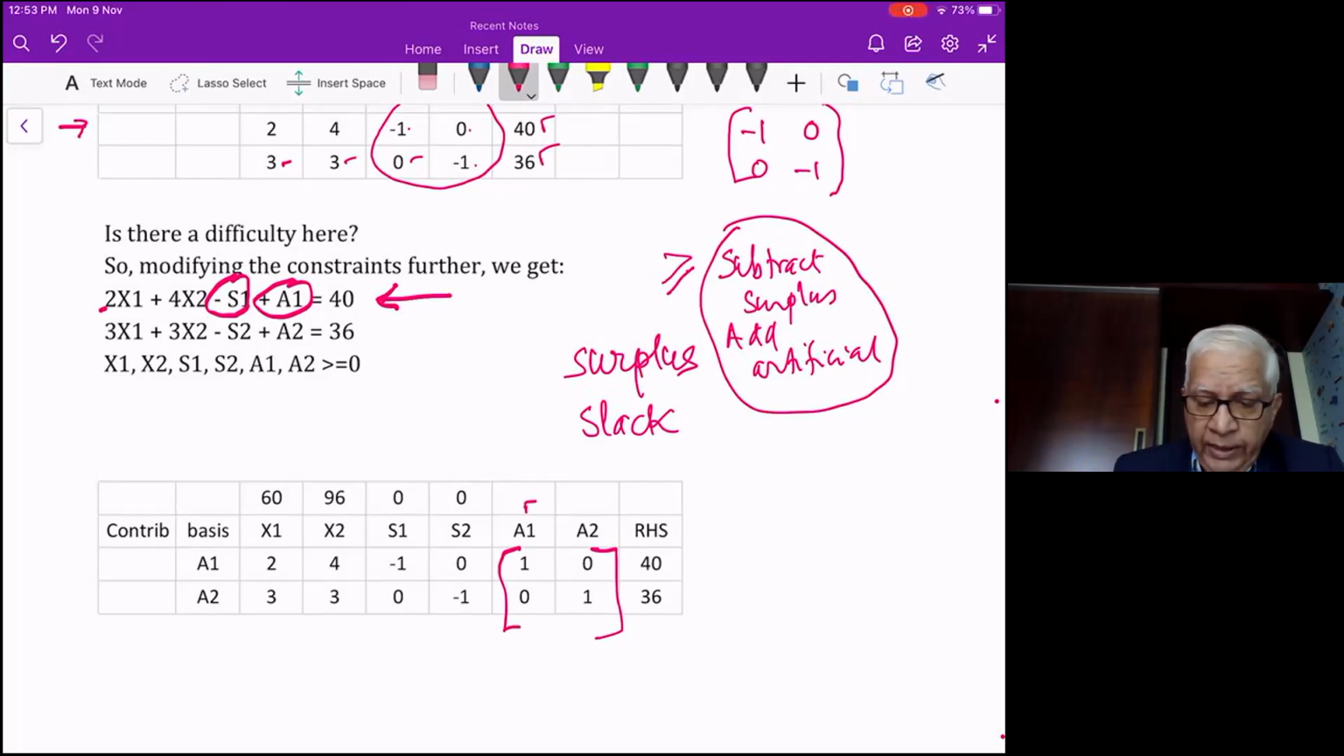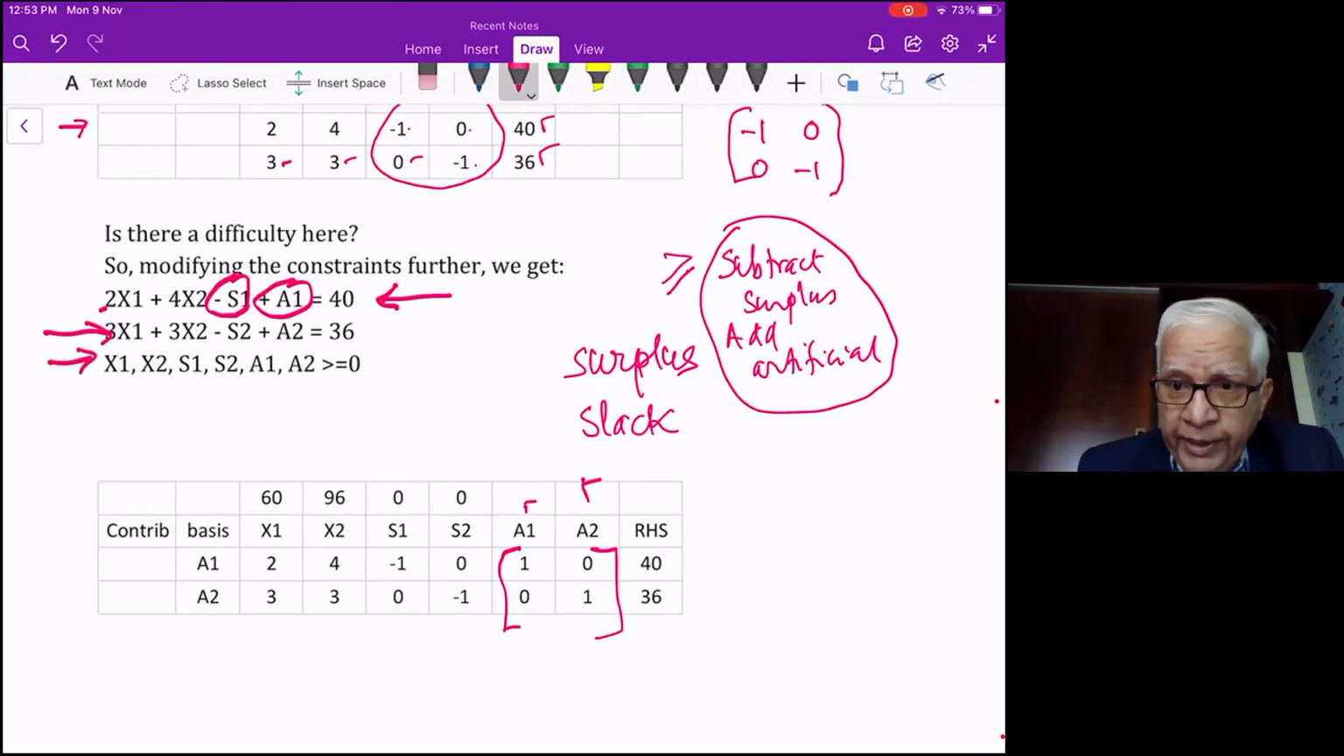Fine. Same thing is happening with the second constraint also. 3x1 plus 3x2 minus s2 is what we have already done, plus we are adding a2, is equal to 36. Now the non-negativity condition applies to all variables used in simplex. That means x1, x2, s1, s2, A1, A2. Okay, all the variables used ever in simplex are always required to be non-negative. Fine. So this is my first table.